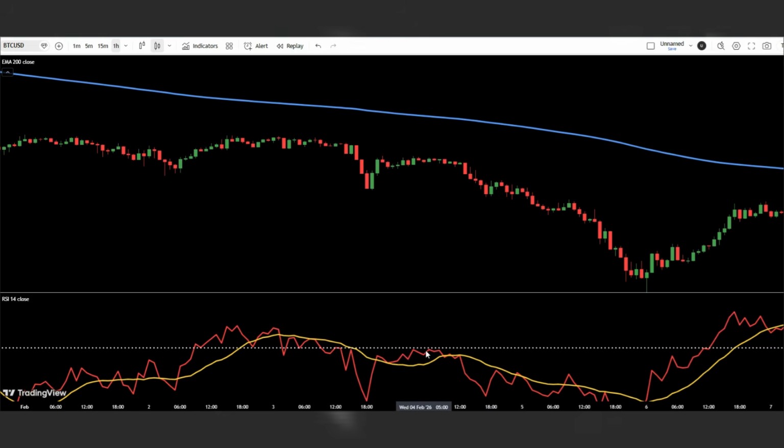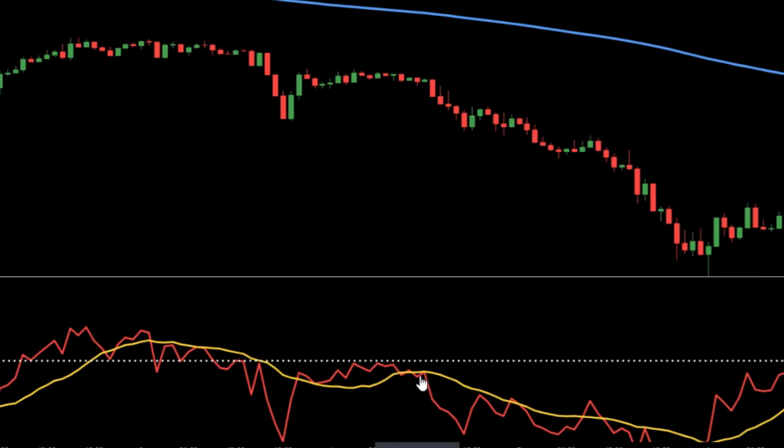Then momentum shifts. The RSI red line crosses below its moving average yellow line. This shows that bearish momentum is strengthening after the pullback. When the candle closes with the crossover confirmed, we enter a sell trade.